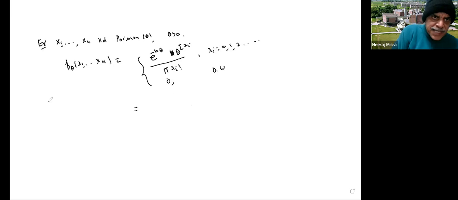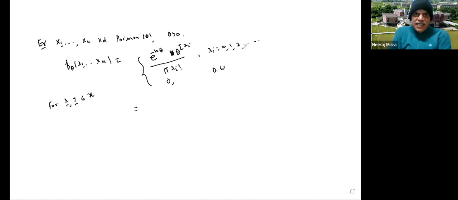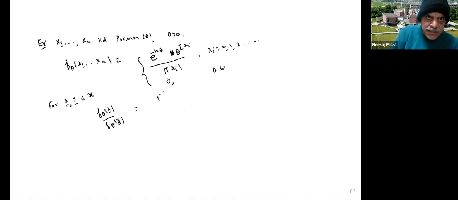So I try to look at sample points x and y belonging to the sample space. That means xi and yi take values 0, 1, 2, and so on. I try to see when f theta x upon f theta y is independent of theta. So when I look at f theta x upon f theta y, it gives me product of factorial yi divided by product of factorial xi. E to the power minus n theta gets cancelled, and then theta to the power summation xi divided by theta to the power summation yi. This will be theta to the power summation xi minus summation yi.